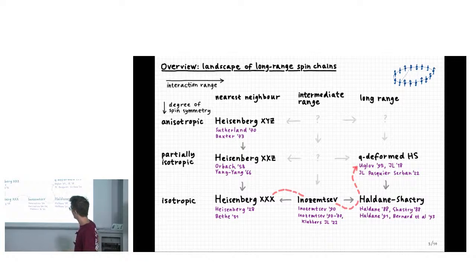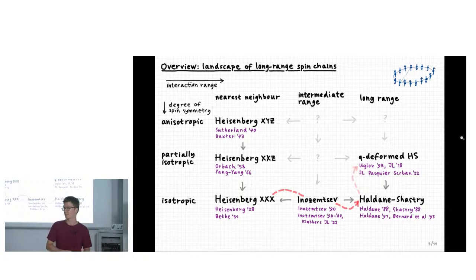And then once we are all the way in the long-range setting on the isotropic level, I will outline some of the algebraic tools that appear here, and they allow you to Q-deform this, so turn on some sort of partial anisotropy and break part of the isotropy, if you wish, to go to this Q-deformed Haldane-Shastry spin chain.